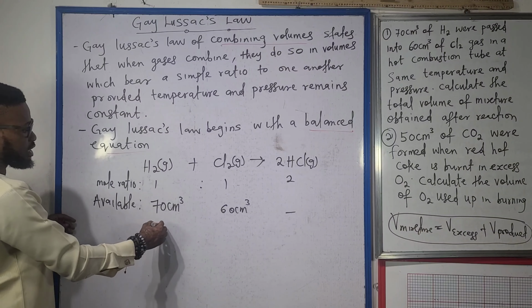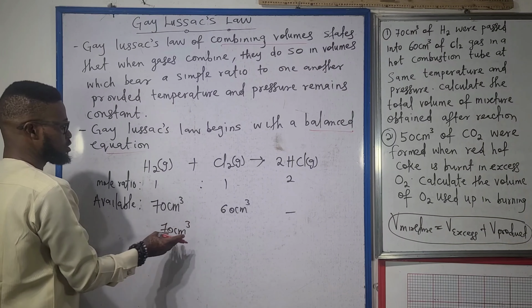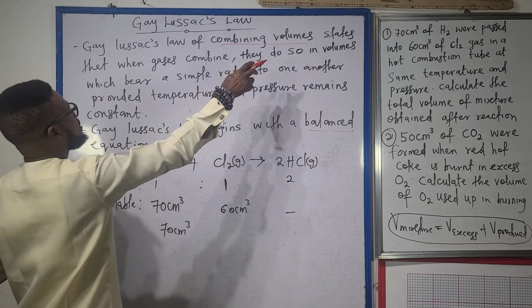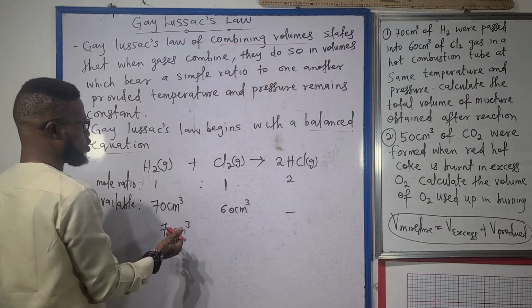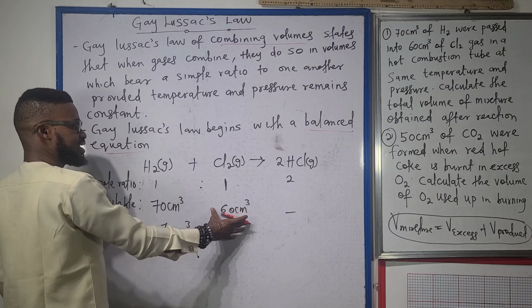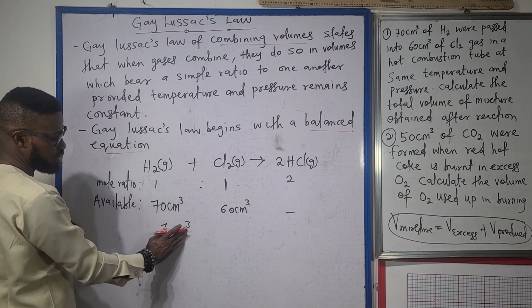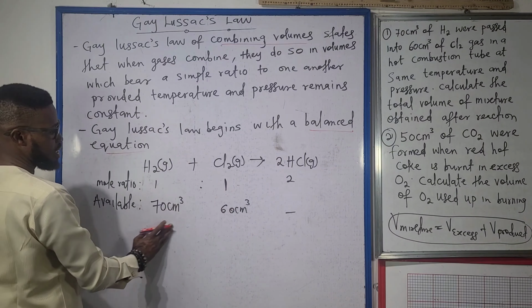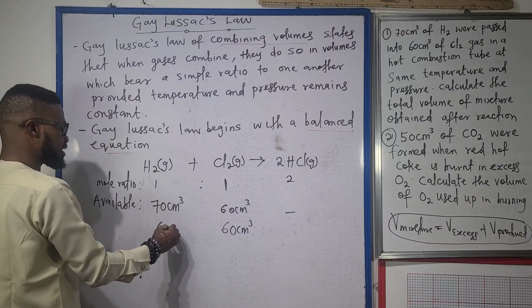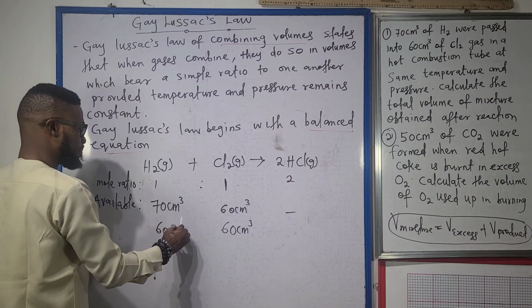If I say 70 cm cube of hydrogen is to be used there, it means 1 mole represents 70 cm cube. But when I get to chlorine, this is also 1 mole, and this has to be in volumes which bear a simple ratio to one another. When I look at chlorine, I don't even have up to 70, so I cannot say 70 here. That means this is wrong. I'd have to start from here. This is looking more like a limiting reactant. If I say 1 mole represents 60 cm cube, it means here 60 cm cube would have been used up.